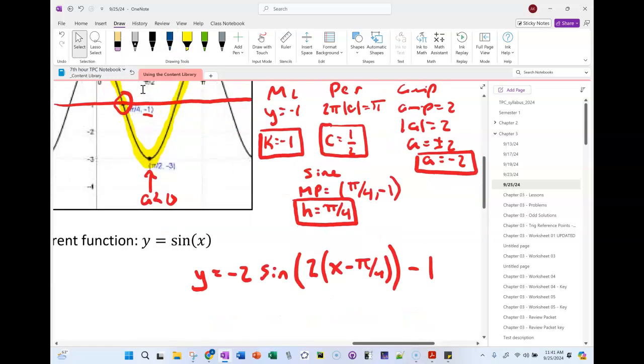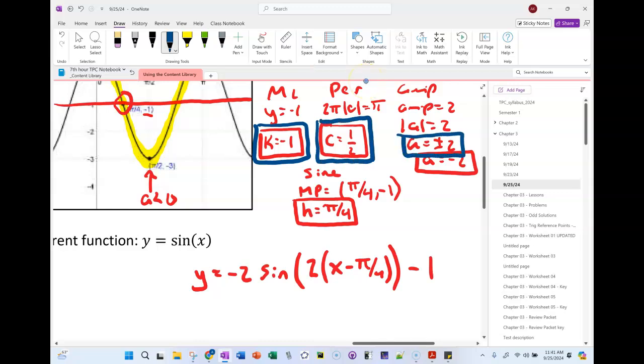If I wanted to do cosine instead, this stays the same. This would stay the same. This plus or minus 2 is going to stay the same. The only difference is the point that I'm going to use, which means I'll get a different h, and then possibly the sign of a could be different also.